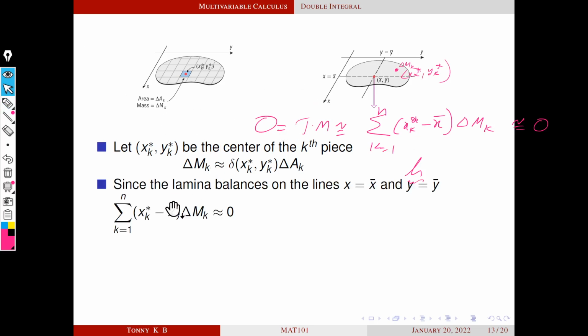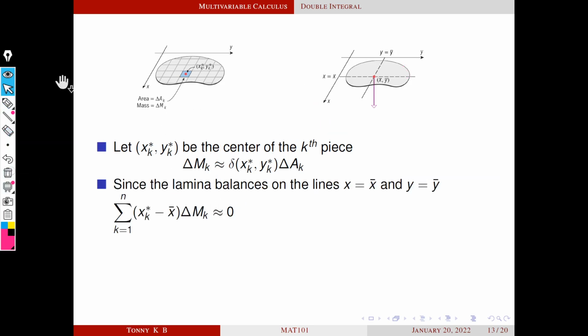Okay, so since the lamina is balanced on the lines x = x bar and y = y bar, the sum from k = 1 to n of (xk* minus x bar) delta mk is approximately 0. Why is it approximately 0? Because this left hand sum is approximately equal to the total moment. We know that the total moment equals 0. That's why this is approximately 0. And this approximation is better when n is large. So the extreme case is the limit as n tends to infinity.